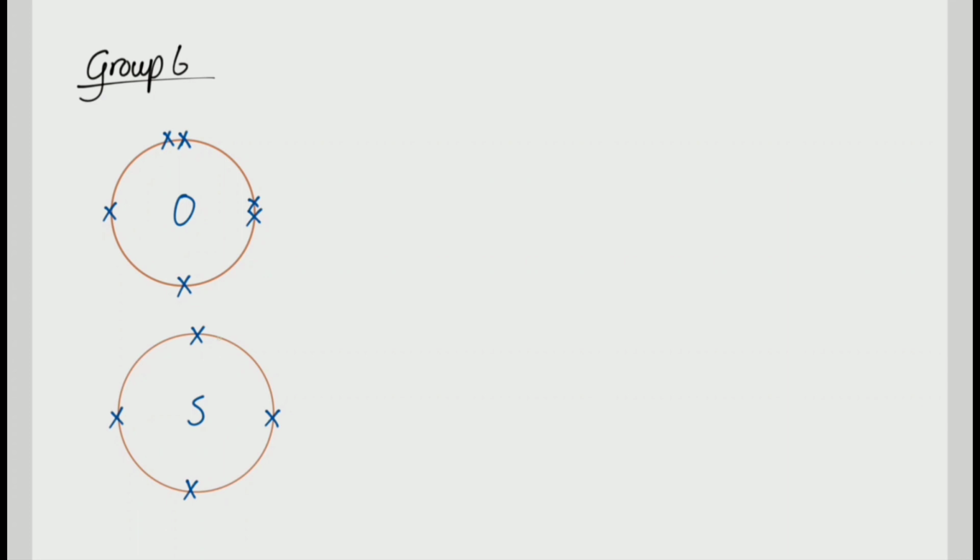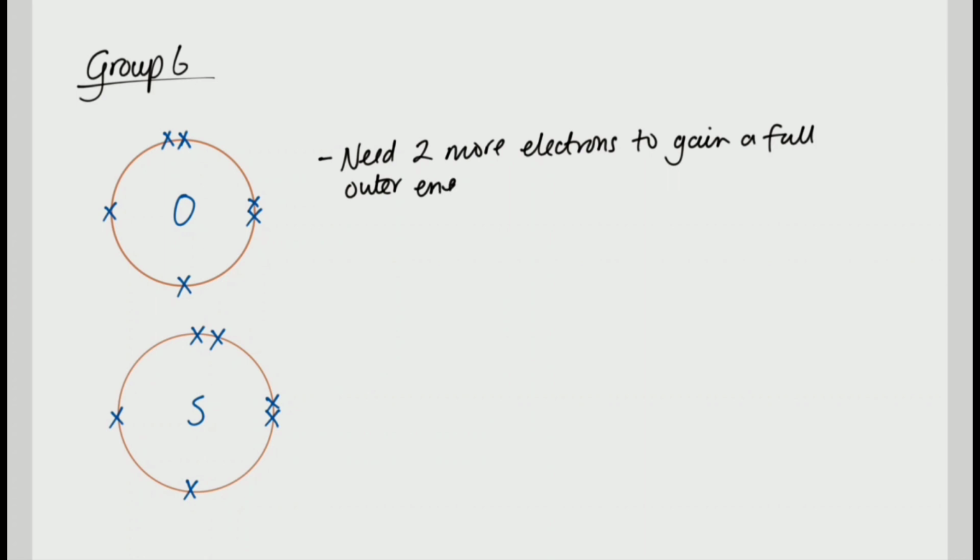Now let's look at group 6. Group 6 elements are oxygen and sulfur. Those are the 2 examples that we're going to look at. And so they have 6 outer shell electrons, and we'll draw them here 1, 2, 3, 4, 5, 6. Remember, you start pairing up after the 4th electron. So here in group 6 elements, they will need 2 more electrons to form a full outer energy level and form that octet. So get the full 8 electrons and become stable.